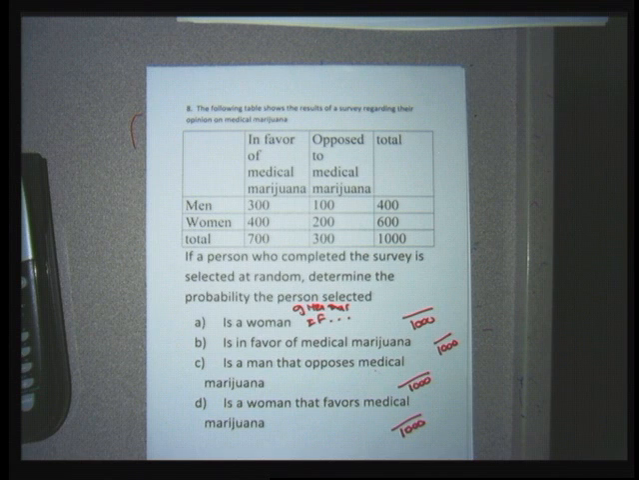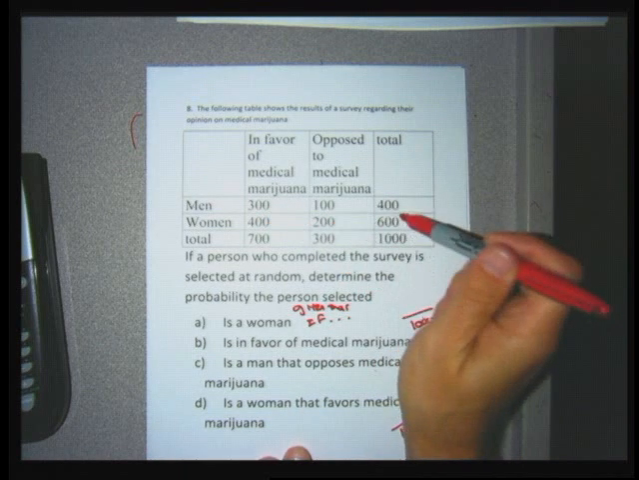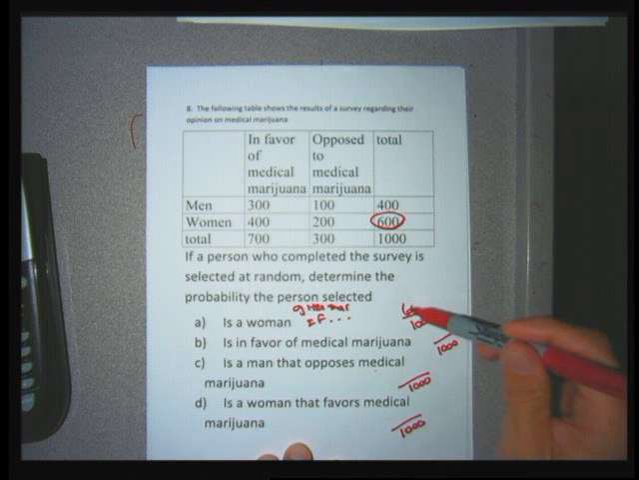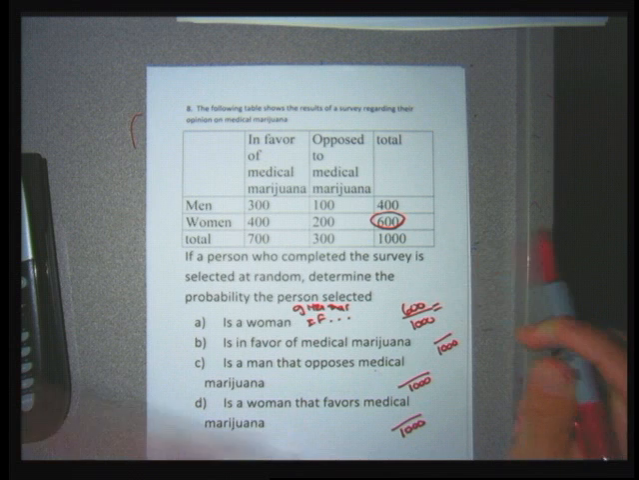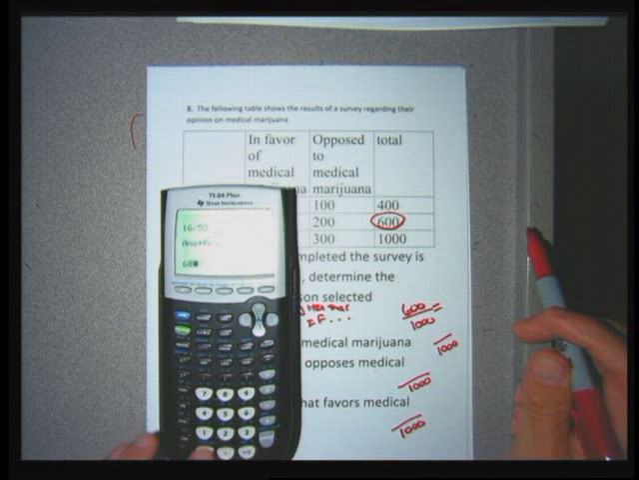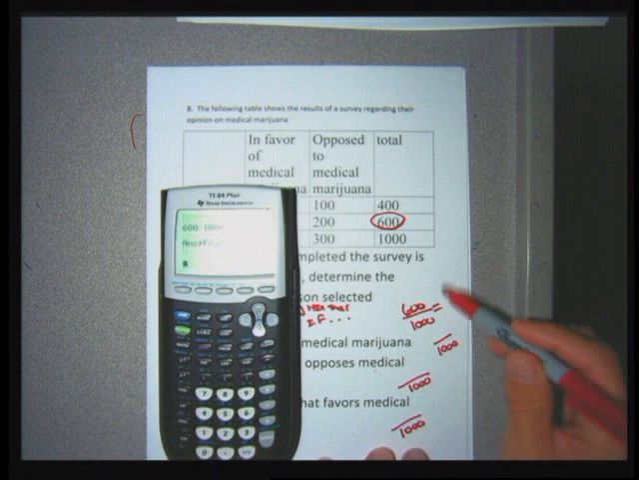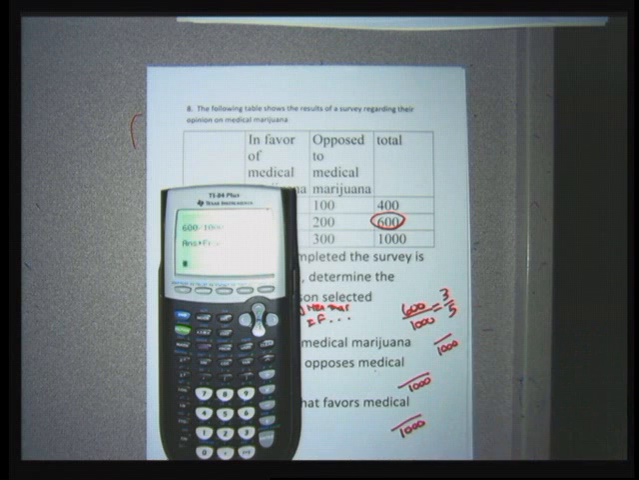For part A, the probability that a person selected is a woman: there's 400 women in favor of medical marijuana, 200 opposed, for a total of 600 women. 600 is the number I'm going to put in the numerator. I can reduce this fraction without my calculator, but on my calculator I go 600 divided by 1,000, and then math, enter, enter. 3/5 would be the answer I'd be hoping to see on the test.